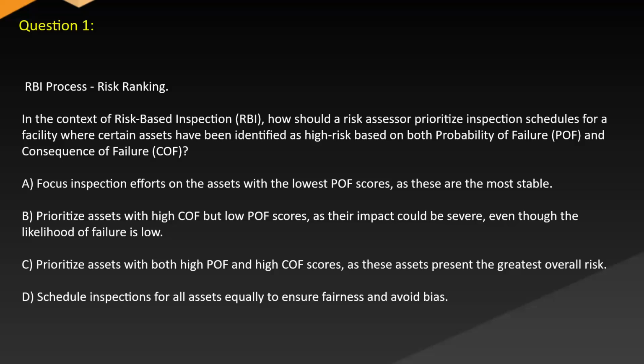A. Focus inspection efforts on the assets with the lowest POF scores, as these are the most stable. B. Prioritize assets with high COF but low POF scores, as their impact could be severe, even though the likelihood of failure is low. C. Prioritize assets with both high POF and high COF scores, as these assets present the greatest overall risk. D. Schedule inspections for all assets equally to ensure fairness and avoid bias.